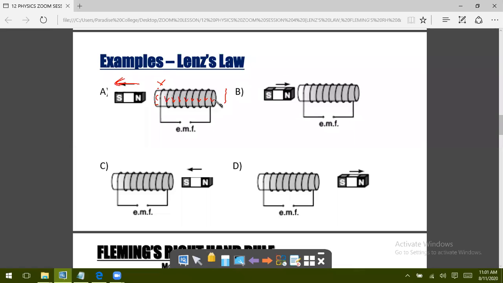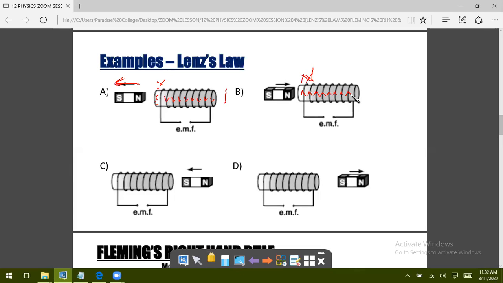Now let's take a look at B and try to understand it. This time the North Pole is brought closer, towards this end here. Let's say this is an X. What shall X be? It should be North to oppose the motion. Very good. This is the North Pole now. So how shall you identify your current direction? Current direction is this way, going up. Is this clear? Yes, Mr.